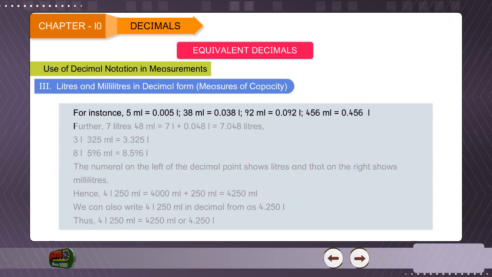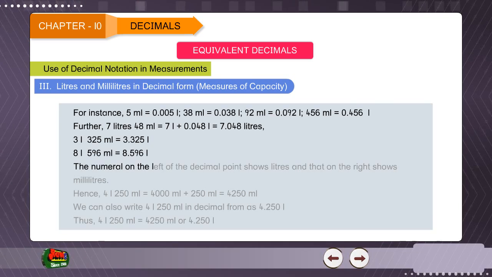0.456 liter. Further, 7 liters 48 milliliters is equal to 7 liters plus 0.048 liter, which is equal to 7.048 liters. 3 liters 325 milliliters is equal to 3.325 liters. 8 liters 596 milliliters is equal to 8.596 liters. The numeral on the left of the decimal point shows liters and that on the right shows milliliters.